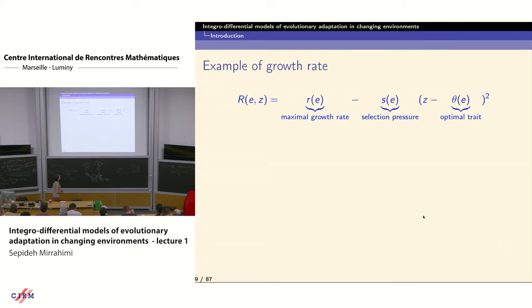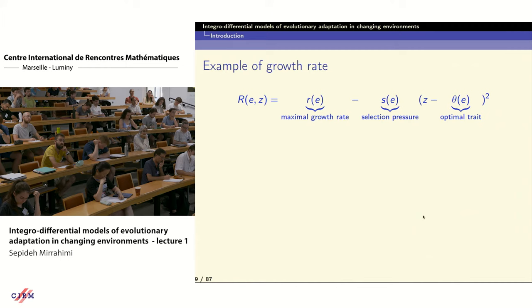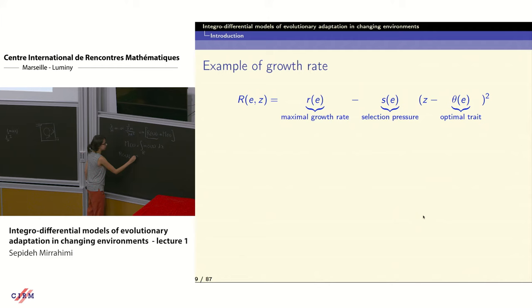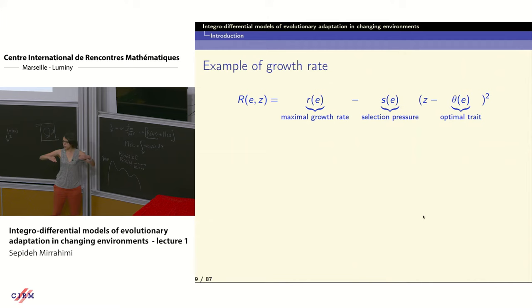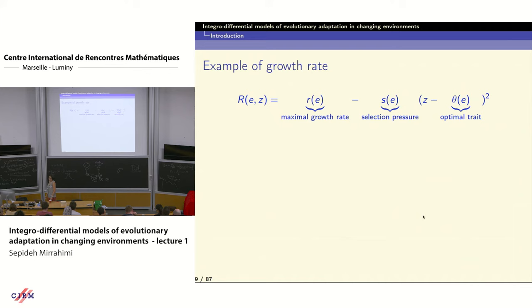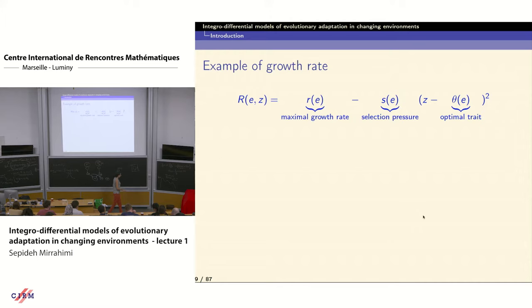Now I would like to give you also, I didn't talk about this function R of E of Z, and what does it look like? The most important assumption that we will make on R of E of Z is that it is bounded from above. And to avoid some technical things, we will assume that this will go to minus infinity when Z goes to infinity, but it is not necessary. So this could be some function like this. Okay, so this is R, something that is bounded from above and goes to minus infinity at infinity. But as I said, for most of the results, I don't really need this.